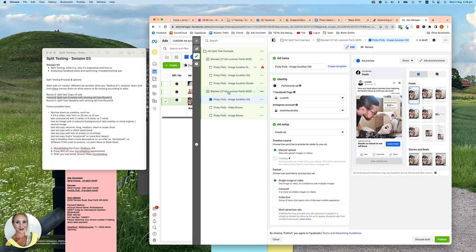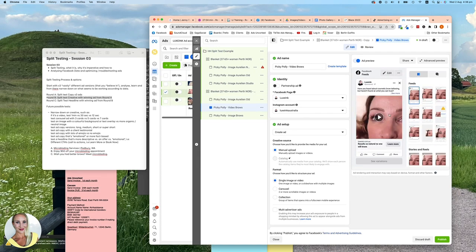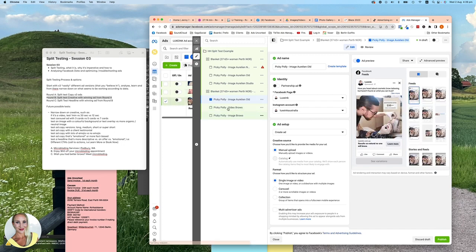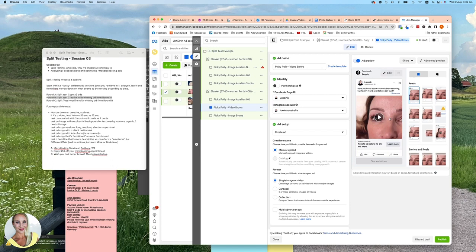So here, for example, in this creative test, I have this one, image Aurelian, and then I'm split testing that, the exact same copy, the exact same headline, with a video, and then the third one is an image here. So these are all very different creatives. This should give us a good indication of whether we're seeing a much higher click-through rate on one of them, or a much lower cost per initiate checkout. That's how you learn which direction to focus more on.